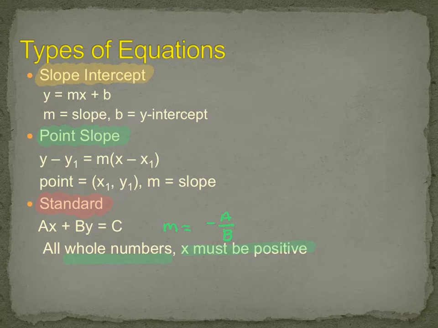This you will never plug into, okay? But you can get information from it. All of them have to be whole numbers, and x has to be positive in order for it to be standard form. There's a shortcut for slope using standard form, which is m equals negative a over b. I'm going to take whatever is in front of the x, that's your a, change its sign, and put it over whatever is in front of the y, which is the b.